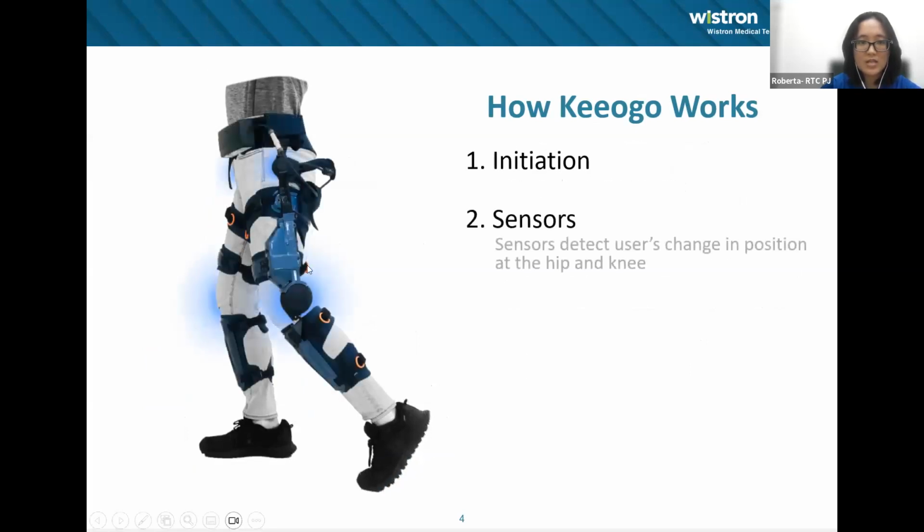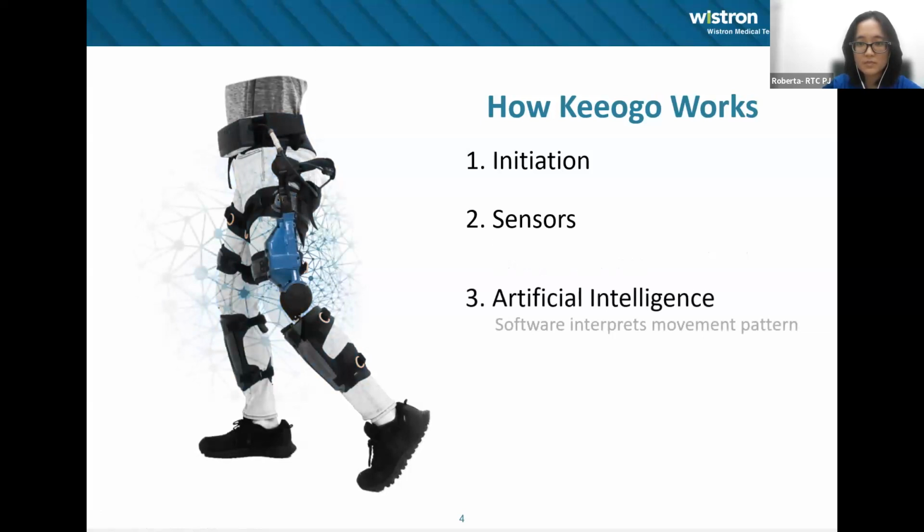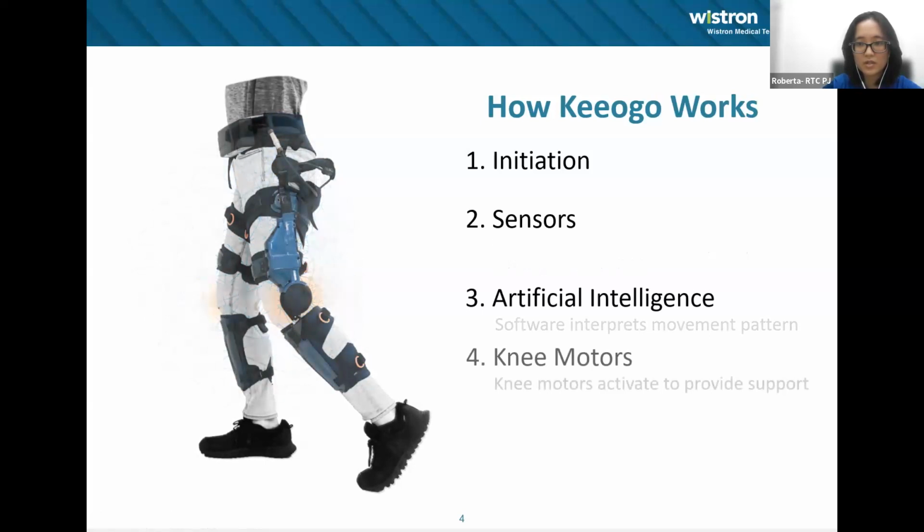And we have two sensors in the Keeogo. These two sensors are attached at the hip and knee to sense the patient's movement and give assistive support for the patient while they are moving around. And this is AI software, so it interprets the patient's movement. Then it will transfer the movement to the knee motor here, and this is how the support comes from the knee movement.